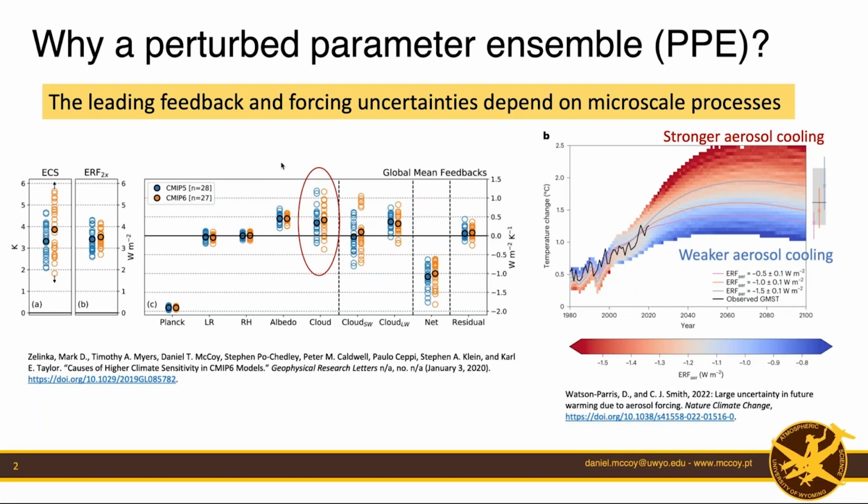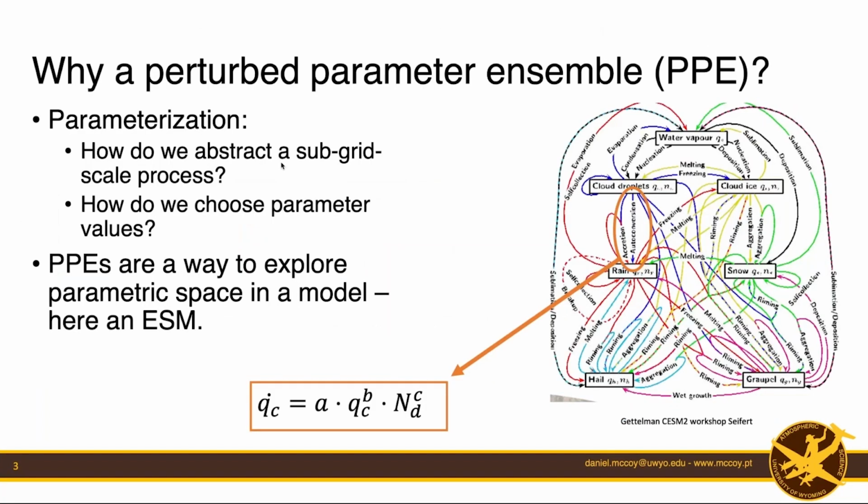So while I imagine this is really old hat to most of the people on this call, a perturbed parameter ensemble is a way to explore parametric uncertainty in a model, in this case in an ESM. And parameterization is just the process of abstracting some sort of subgrid scale process to an equation. So I have this flowchart I borrowed from Andrew Gettelman, actually, just illustrating linkages between different cloud and precipitation processes. And each one of those lines has a separate parameterization you have to develop to represent it in the model.